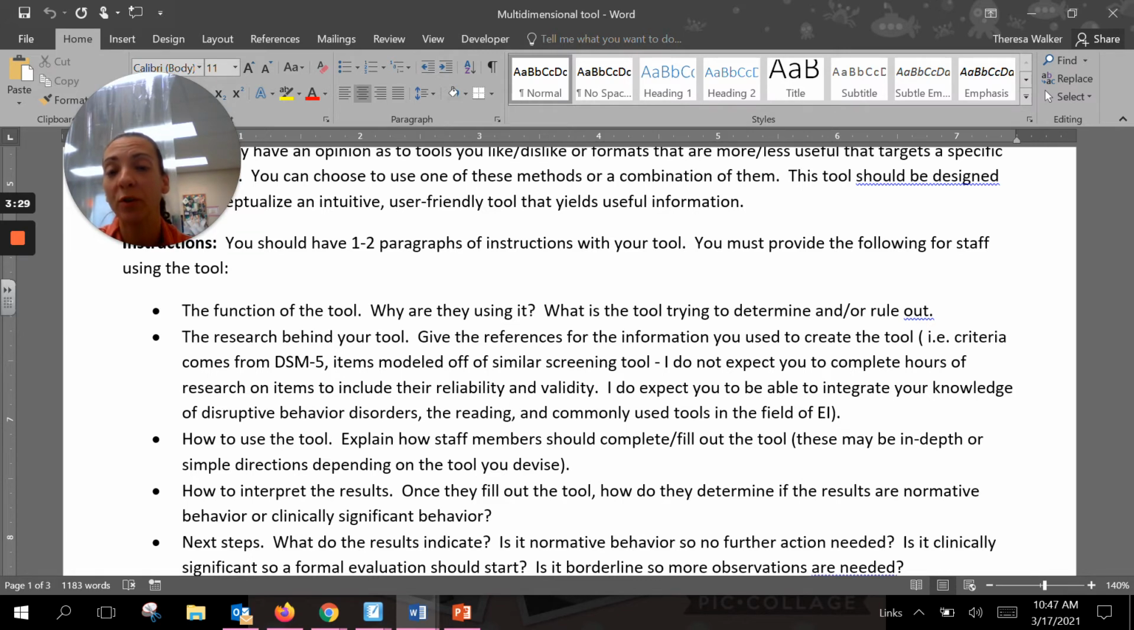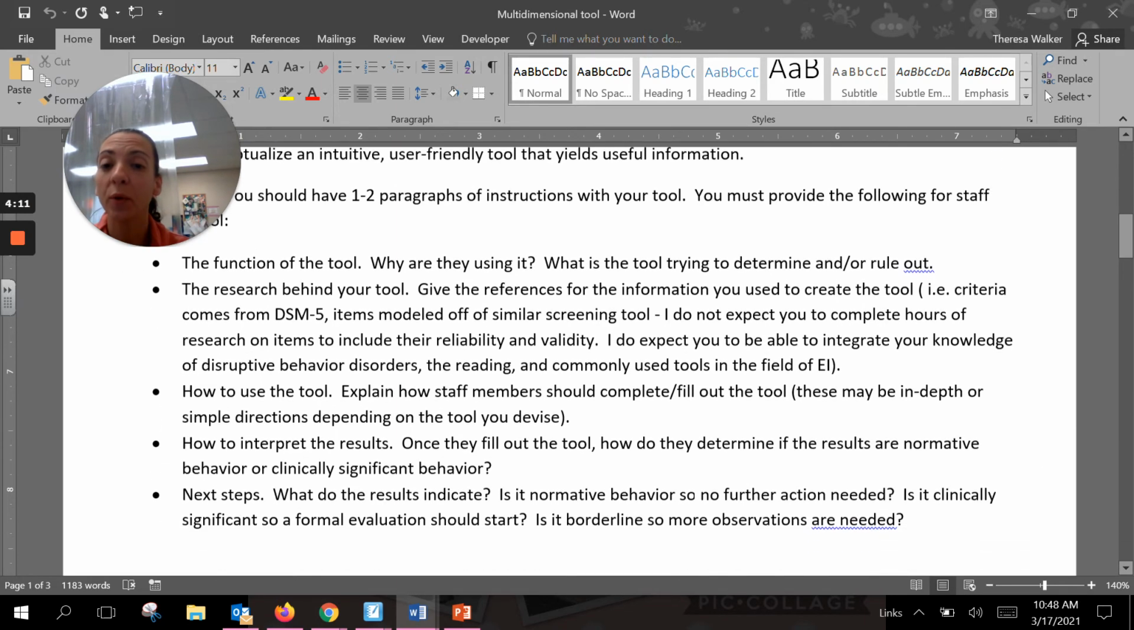What I don't expect you to do is complete hours of research to include items that are both valid and reliable. This isn't a tool that you're actually going to be using, so we don't really need to spend a whole lot of time on that. What I do want you to do, though, is to get the process of what it would be like to create something, because if you were asked to do something like this for your school district, then you want to have the basis, and then you would factor in all of those other aspects like the research and the reliability and the validity. I do expect you to be able to integrate your knowledge of disruptive behavior disorders, the readings that you've done so far, and the commonly used tools in the field of EI.